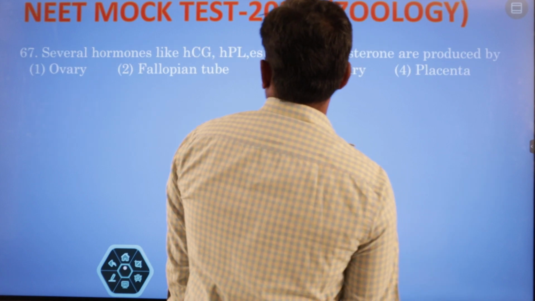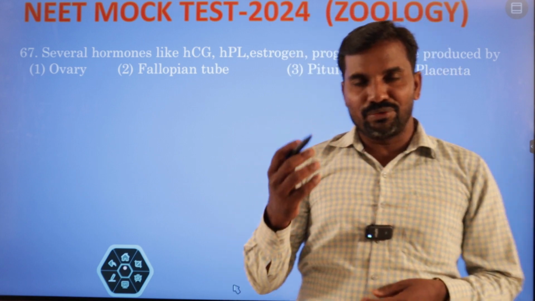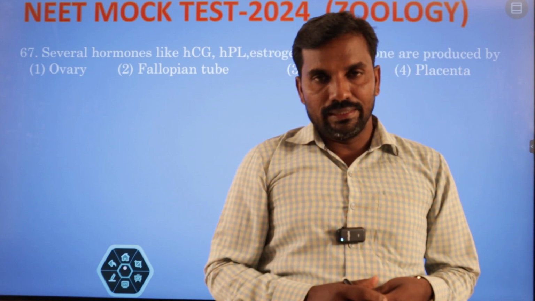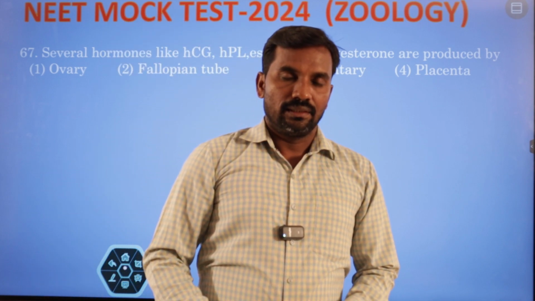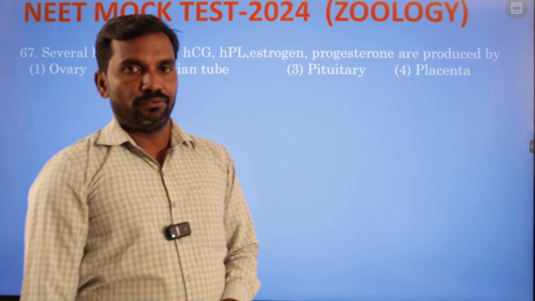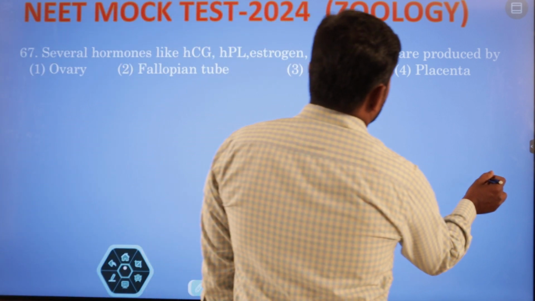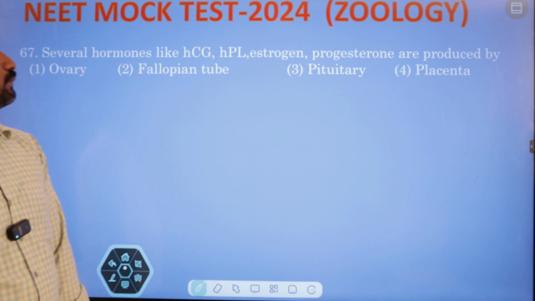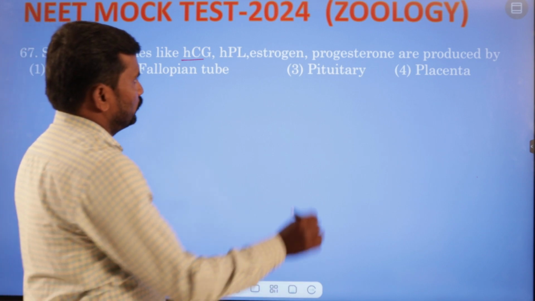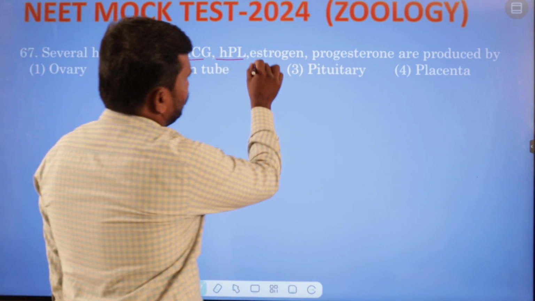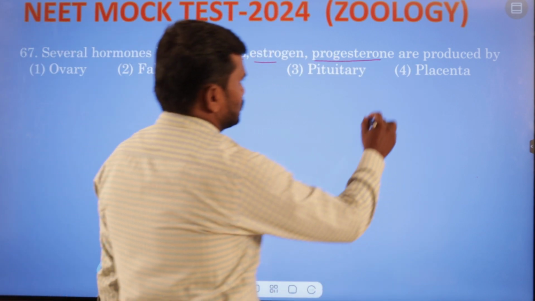Moving on to question 67, this is the simplest question from human reproduction. It starts from gametogenesis, then insemination, the transfer of gametes from the male body to the female body, then fertilization, implantation, gestation and finally parturition. These are sequential processes. But specifically during pregnancy, several hormones like human chorionic gonadotropin, human placental lactogen, estrogens and progesterone are all primarily produced by the placenta.